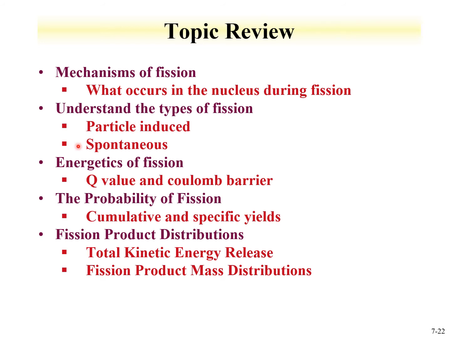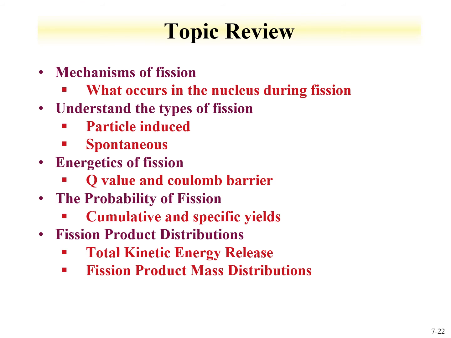We talked about spontaneous fission, where fission is just another decay process that competes with other decay processes. Spontaneously fissioning isotopes are in the high and heavy end of the chart of the nuclides. We talked about the energetics of fission, the relationship between the energy, the Q value, and the Coulomb barrier. When the Q value can exceed the Coulomb barrier, fission can occur.